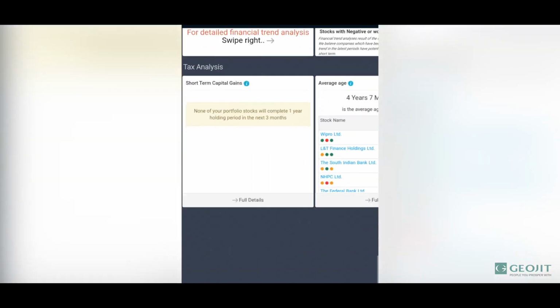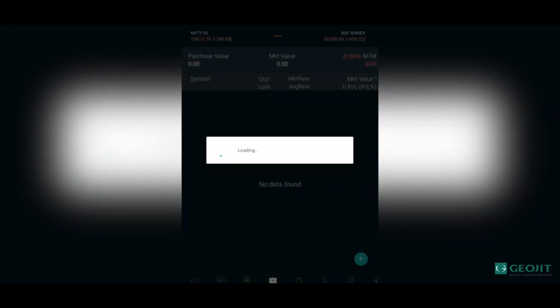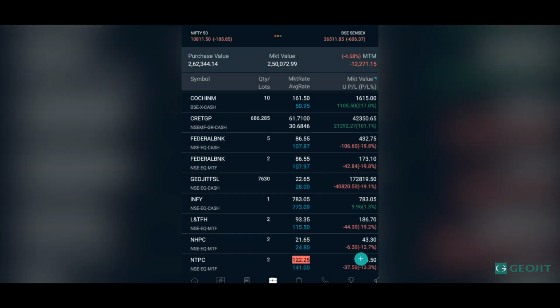Now you can come back to the Portfolio Insights, and you are back in the portfolio. So this tool will give you a very good idea about your portfolio and whether your investments are made in the right companies.